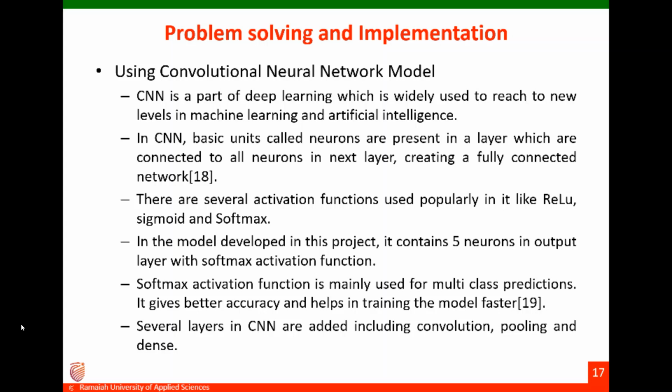There are several activation functions that are popularly used, like ReLU, sigmoid, softmax, tanh, and others, that are combined with the weights for the input, and then it can be used for model development. In the model developed in this project, the output layer contains 5 neurons with the softmax activation function. Softmax is mainly used for multi-class predictions, because here we are using 5-class prediction for arrhythmia: 3 main classes, 1 unknown beat, and 1 normal class. So we have used the softmax function here. It gives better accuracy and helps train the model faster. Several layers are added in CNN, including convolutional, pooling, and dense layers.